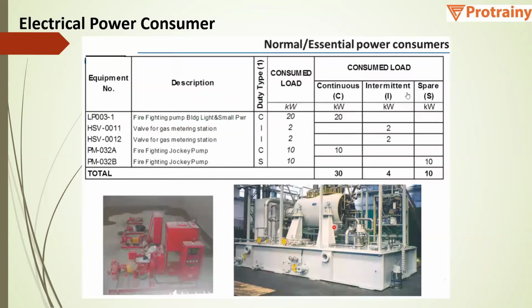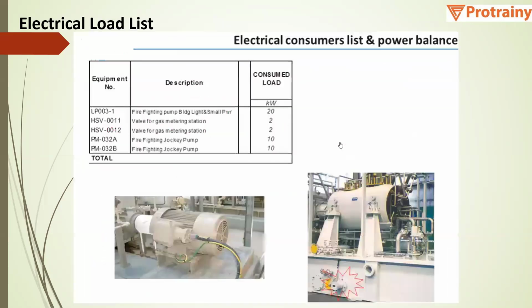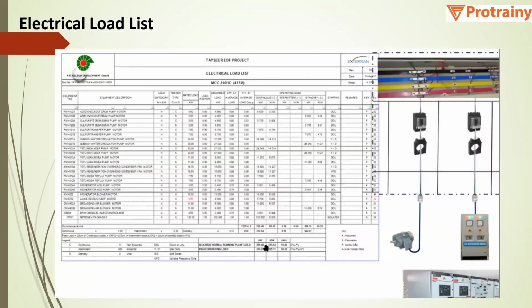So this is a load chart. Load calculation is done, and the load list is prepared based on that. Based on the load list, the type or the size of the equipment is decided. So this is a typical load list, based on the various electrical or mechanical equipment which will be required for a particular plant.